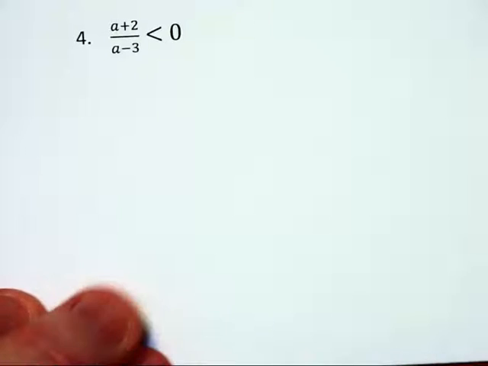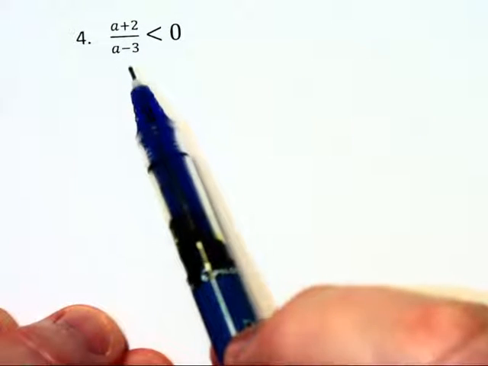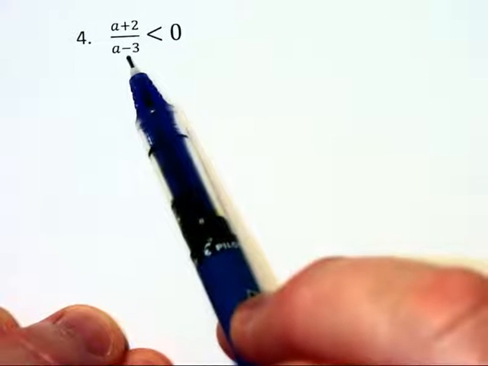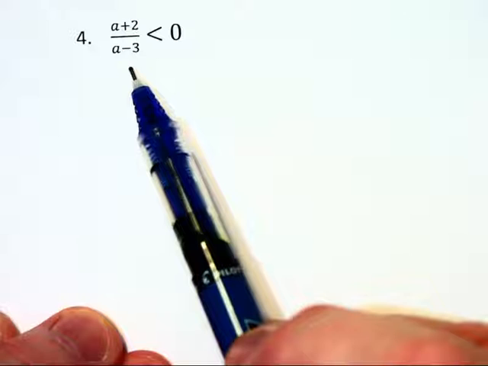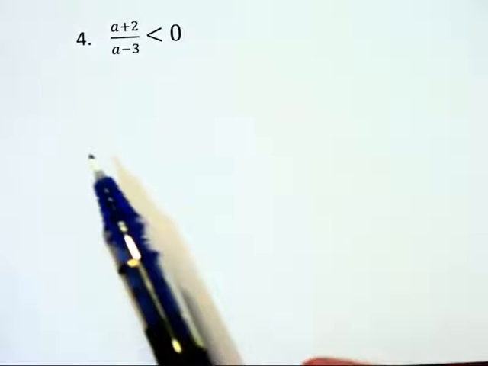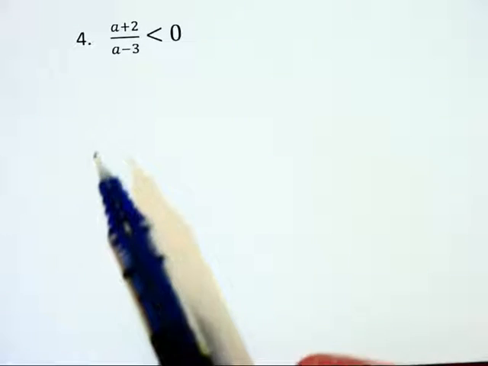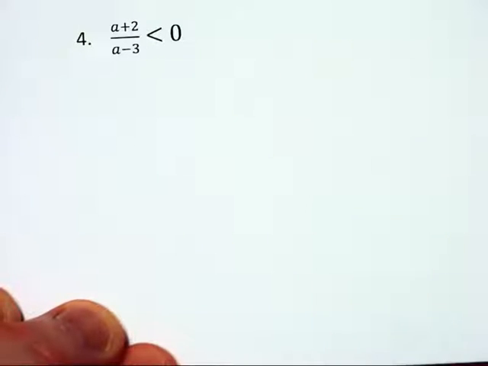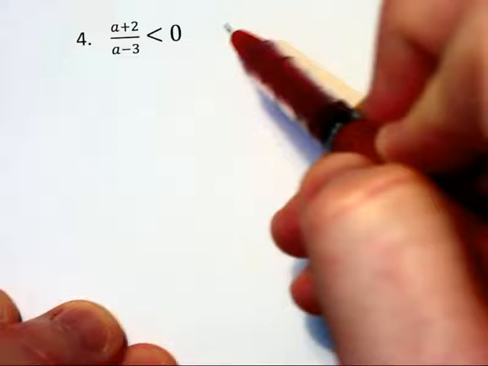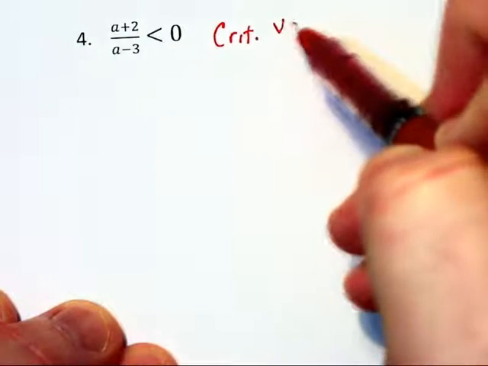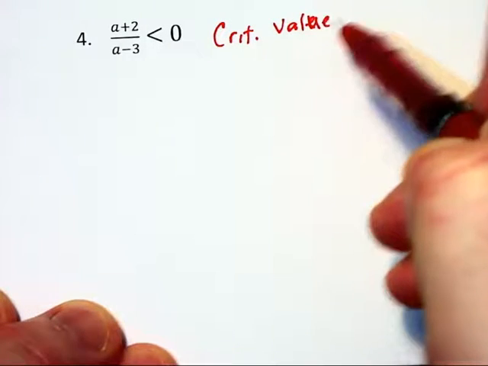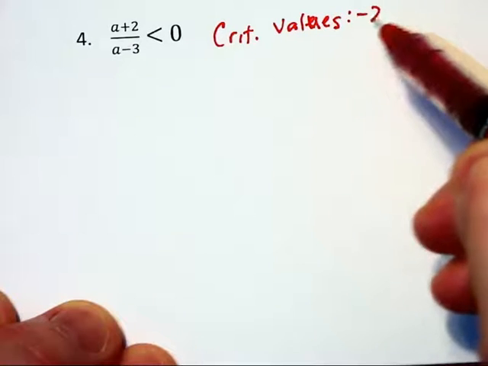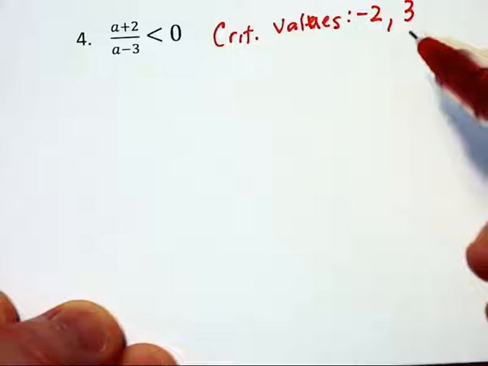For number 4 here, rather than have two things multiplying to see whether they're positive or negative, we have two expressions being divided. And you know that the rules for multiplication and division with negative numbers are the same whether you have multiplication or division. So I can still identify that my critical values are going to be the values that set the numerator and denominator equal to 0, specifically -2 and +3.